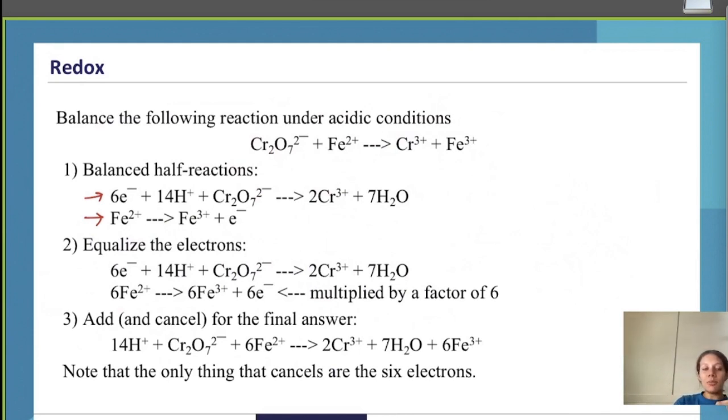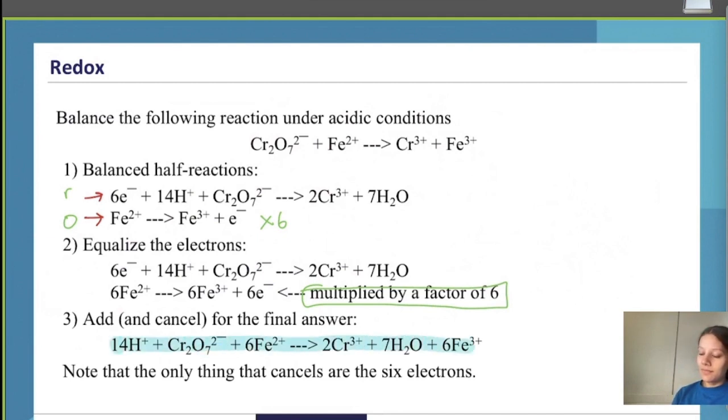Our reduction reaction had 6 electrons and our oxidation half reaction had 1 electron. So if we multiply our bottom one by a factor of 6, that will give us 6 electrons on the right-hand side, which means that when we add up all of our reactants and products together into one big equation, the electrons will cancel out, which is always what we want. In this question, the only thing that cancels out when we combine is the 6 electrons. So our final answer for the balanced equation is this one here.